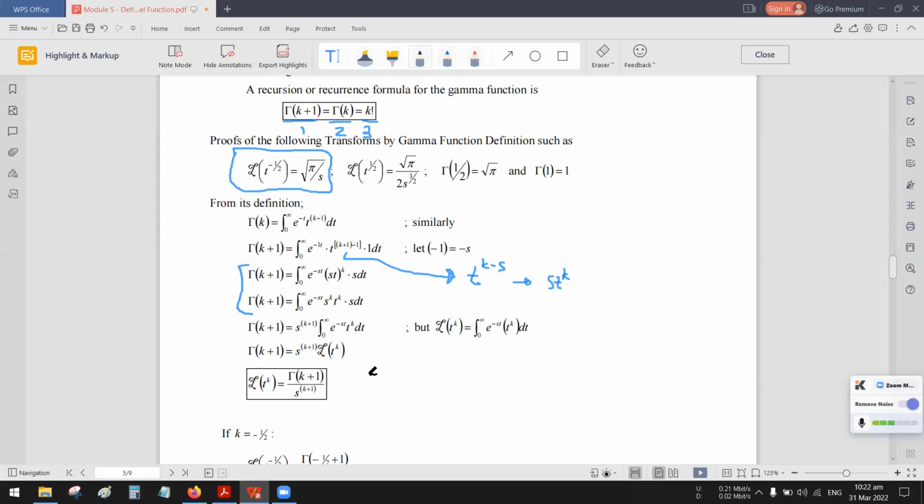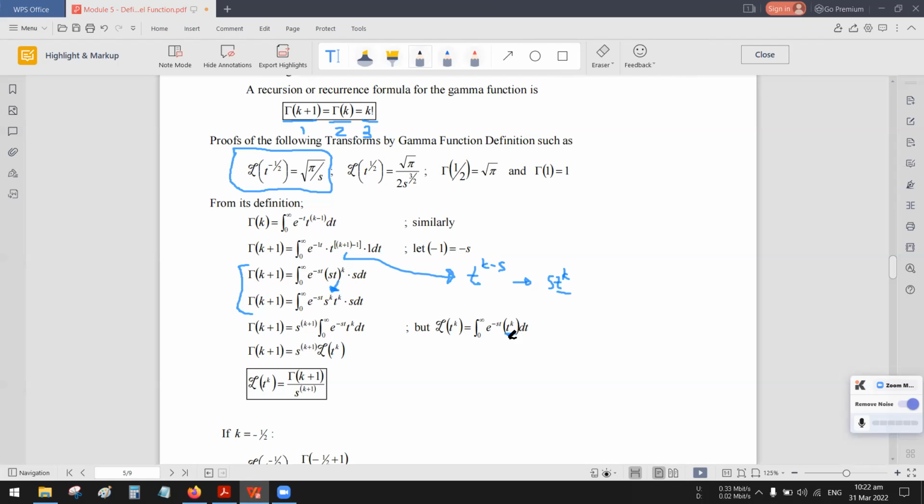Then, take note. So the Laplace transform of t raised to k, with the use of your Laplace transform table, is just equal to the integral of e raised to the -st multiplied by this function that is t raised to k. Ito yung function mo, t raised to k. Diba? So in-expand natin 'to, the use of properties of exponents dito. Alam niyo na yan.